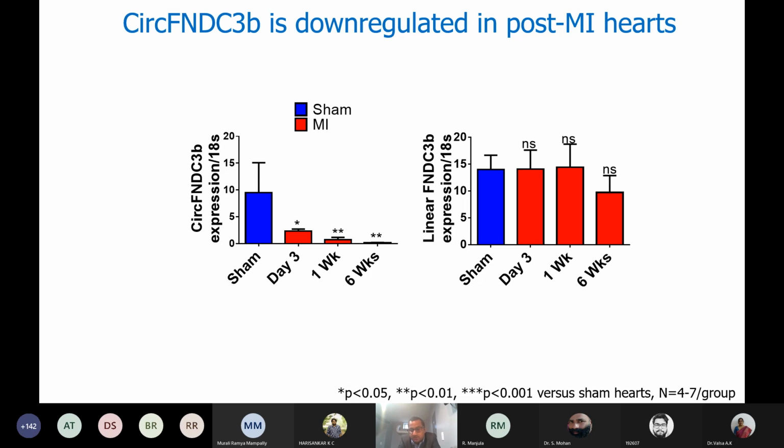So this was a good target for us. We screened multiple, but due to time constraints, I'm not showing a lot of the screening analysis of how we came to this particular target. We screened hundreds of circles and found this target to be consistently downregulated. We wanted to pursue it further to see whether it has any physiological role. Since it is downregulated, we are trying to rescue its function and see whether it has a functional role.